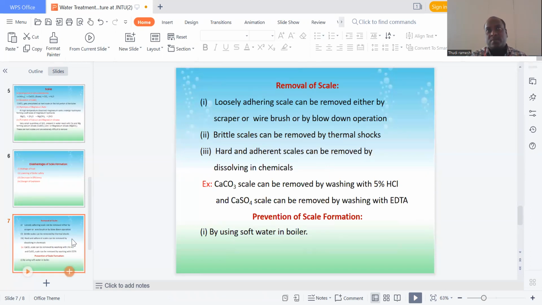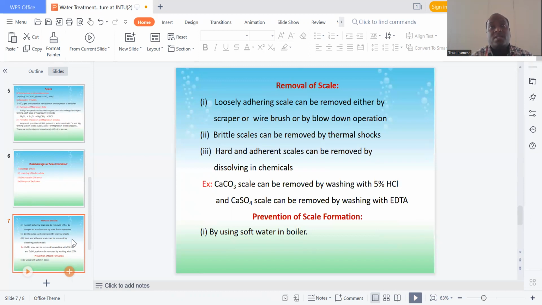Then how to remove the scales if they are formed along the inner walls of the boiler material? Suppose they are loose or somewhat soft scales, we can remove them with the help of a scraper or a wire brush or by blow-down operation. Means if the scales are soft, then we can remove them by scraper or wire brush, or if not, by blow-down operation.